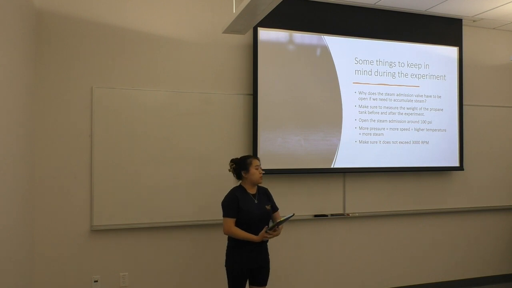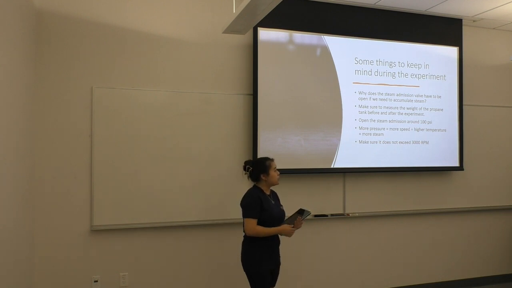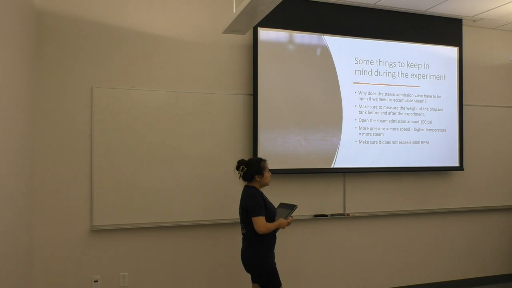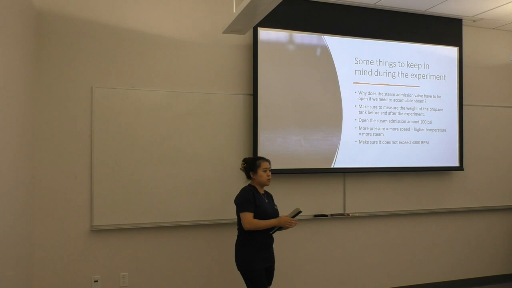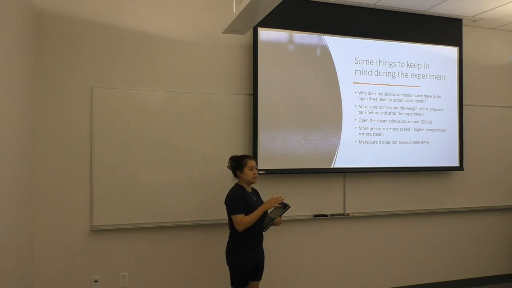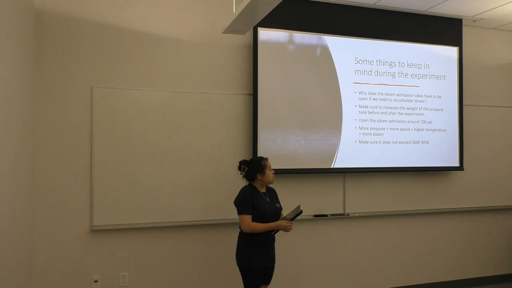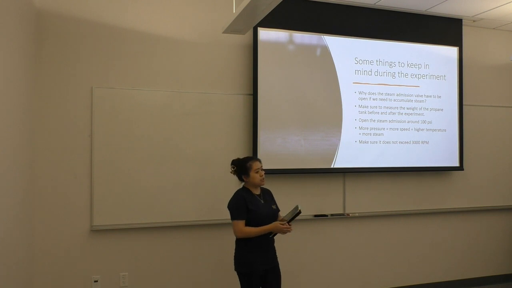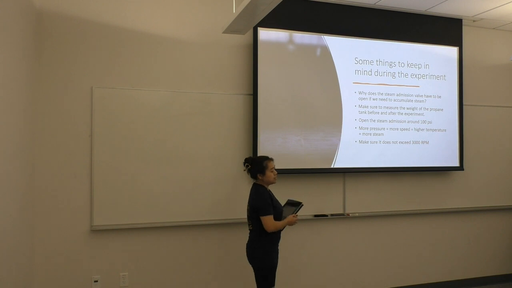You want to make sure to measure the weight of the propane tank before and after the experiment. When going up to, I believe it was 110 psi, you wanted to make sure to open the steam admission valve around 100 psi, so it has time to stabilize once it gets to that 110. More pressure would equal more speed, which would equal higher temperature, which also means more steam. And then you'll see later on, but you want to make sure that the RPM does not exceed 3,000.